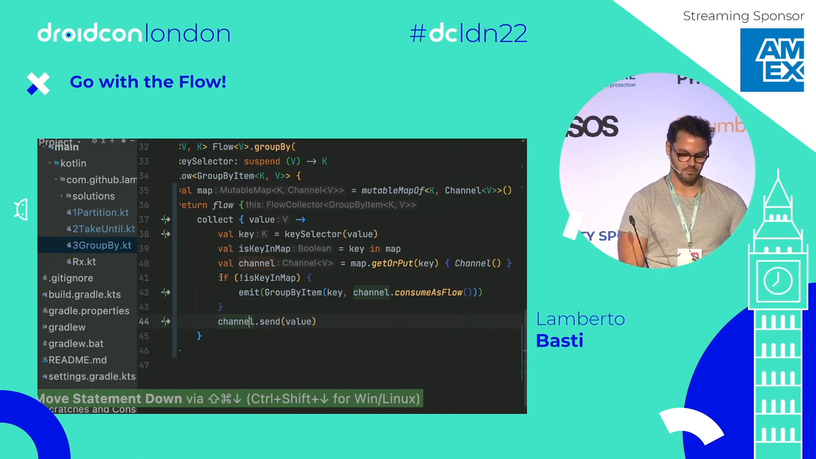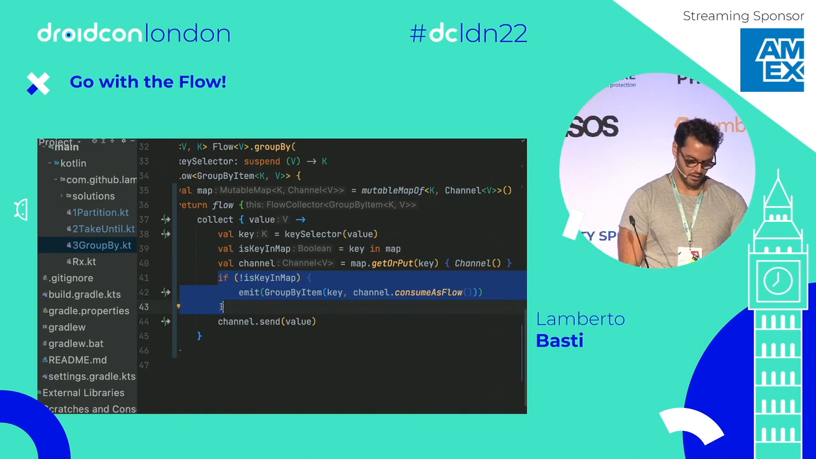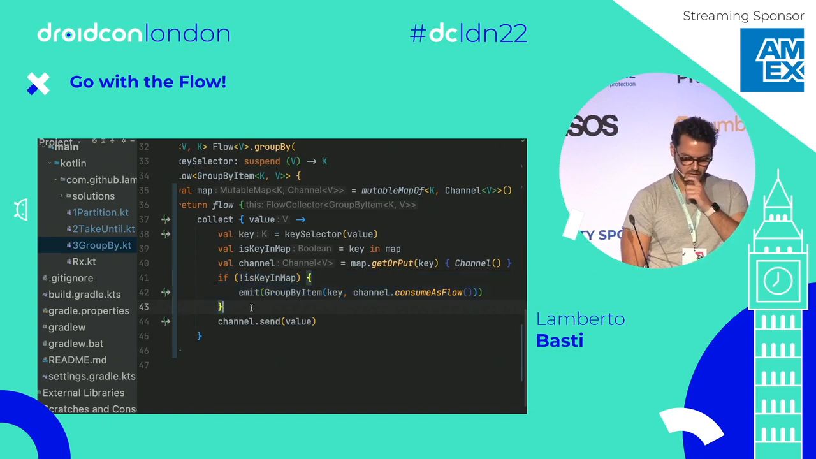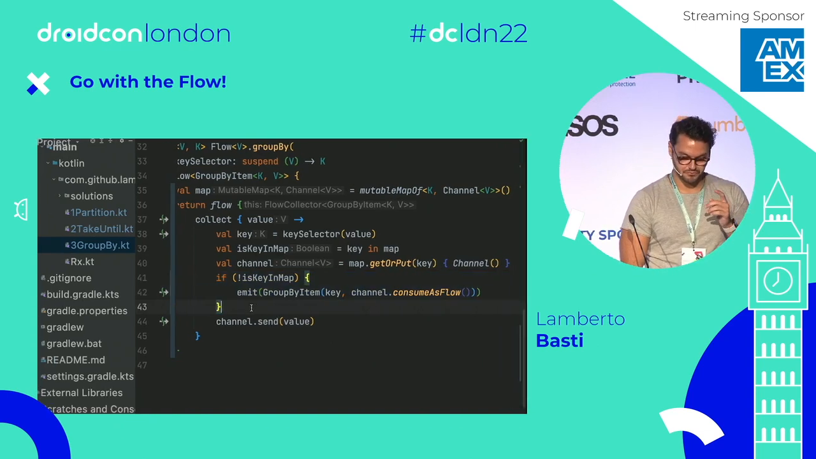But who's going to tell us for sure that the user of this function is going to consume right away, collect right away the elements of this function? Possibly another coroutine. We don't have this. We are not sure of that.